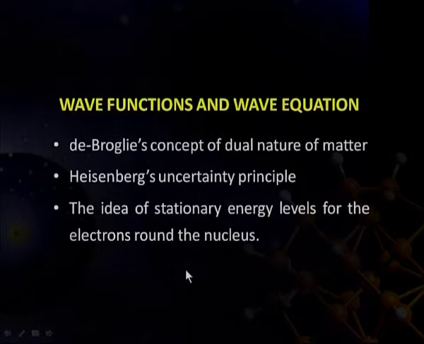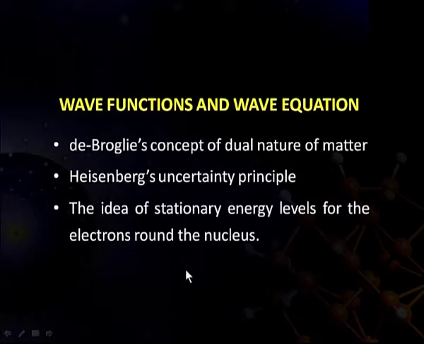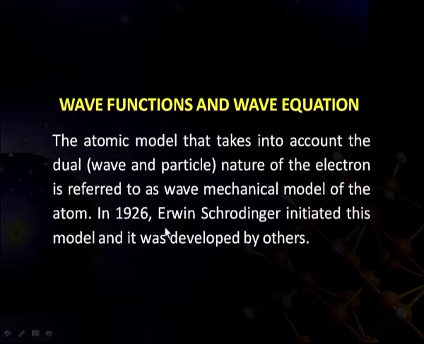After the failure of the Bohr's atomic model, the scientists were in search of a new model of the atom which could combine the following concepts: de Broglie concept of dual nature of matter, Heisenberg uncertainty principle, and the idea of stationary energy level for the electron around the nucleus. The atomic model that takes into account the dual nature of the electron is referred to as wave mechanical model of the atom. In 1926, Erwin Schrödinger initiated this model and it was developed by others.